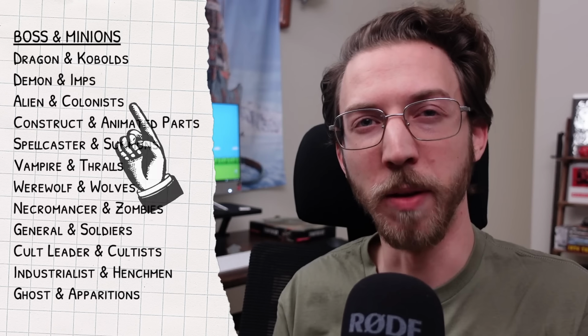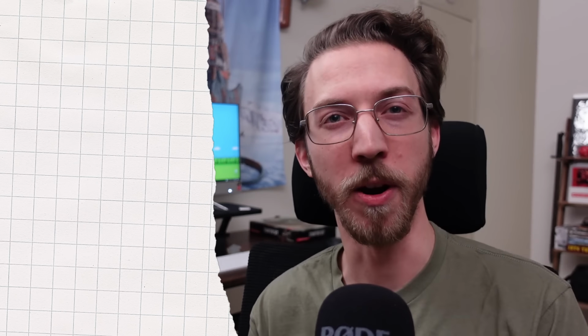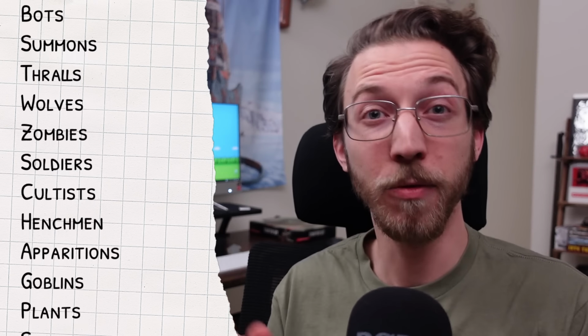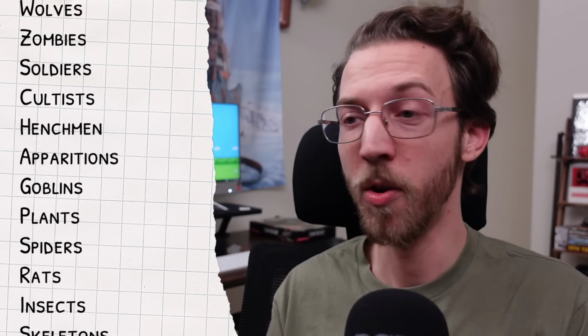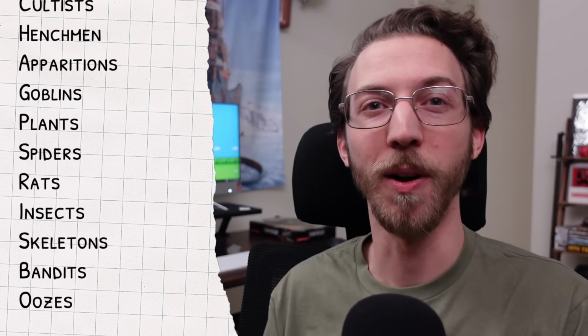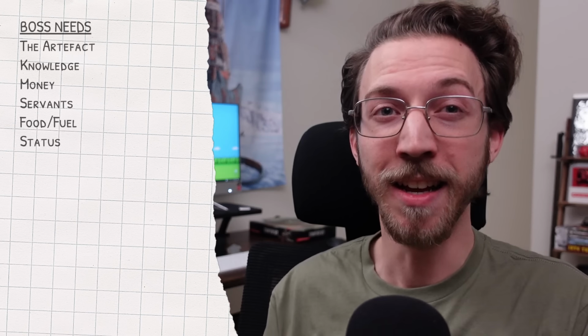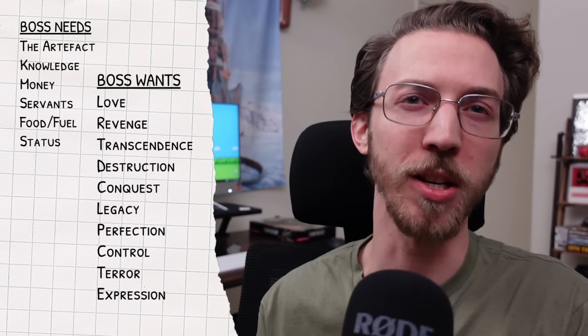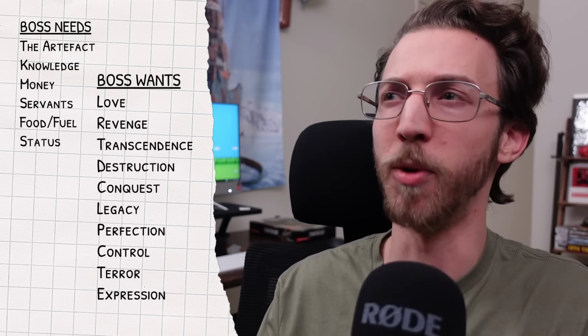Cool choice. But that's not it, because we also need a third party, the contenders. These 1d20 types of guys are not necessarily evil, but they may have reasons for siding with the bad guys, or the good guys, or staying neutral, all depending on what those parties want and how they're trying to get it, which is number 3. For the bad guys, keep it simple by starting with what they need: the artifact, knowledge, money, servants, food/fuel, or status. This is the thing that they need to get the thing that they really want: love, revenge, transcendence, destruction, conquest, legacy, perfection, control, terror, expression.